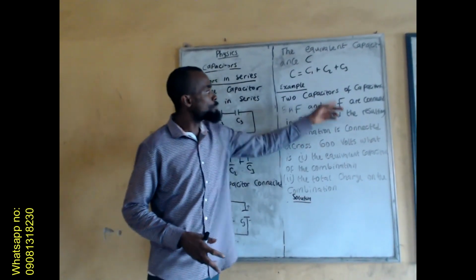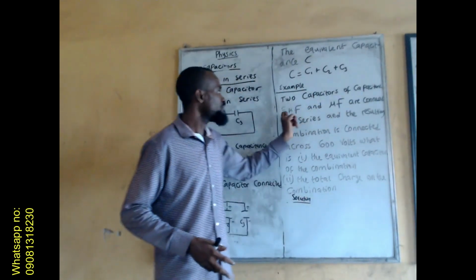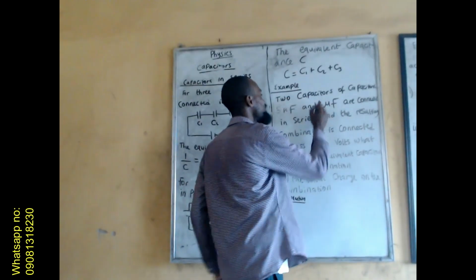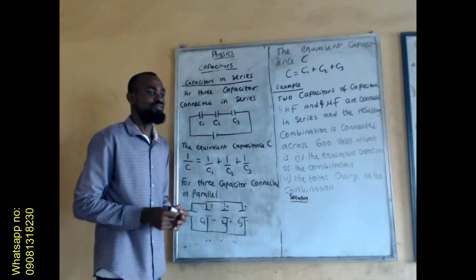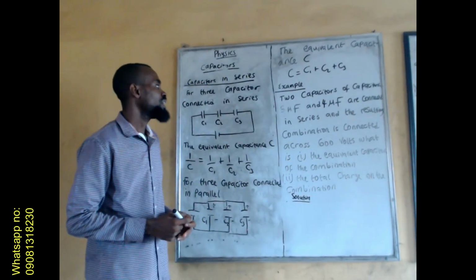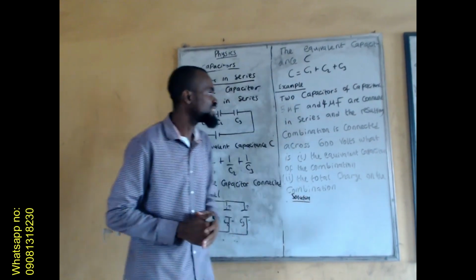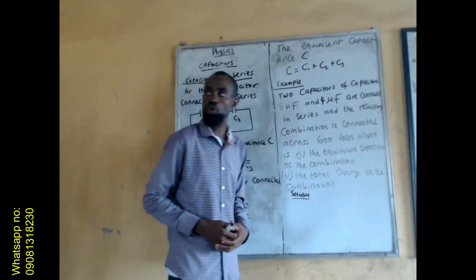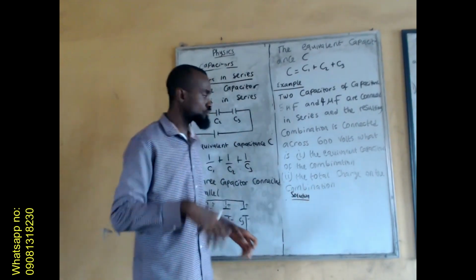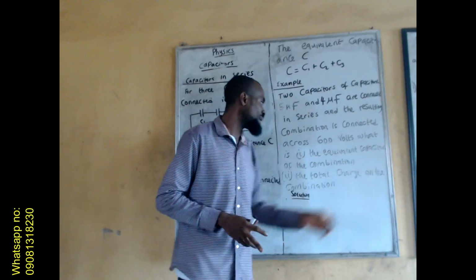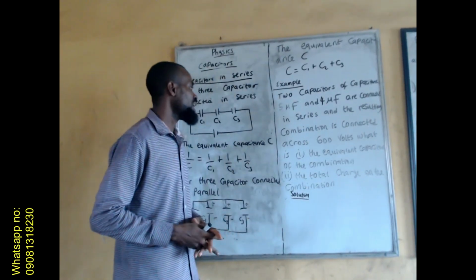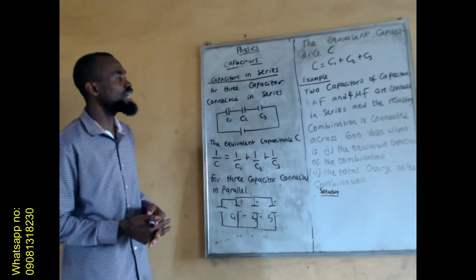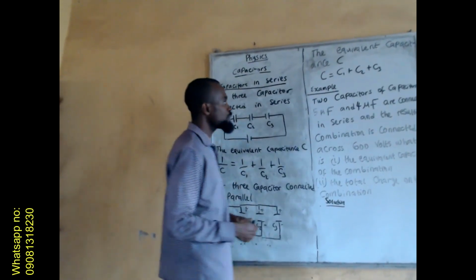In this example, we have two capacitors of capacitance 5 microfarad and 4 microfarad connected in series, and the resulting combination is connected across 600 volts. What is the two-part question? The equivalent capacitance of the combination and the total charge on the combination. So let's look at our variables.